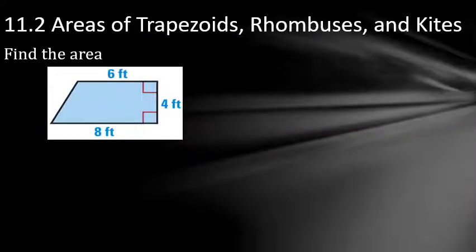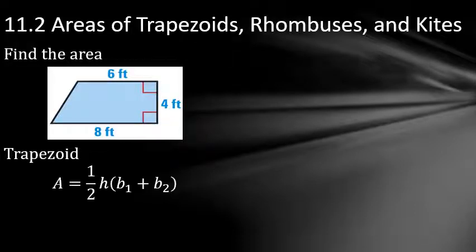So let's find the area. What kind of shape is this? That's right, it's a trapezoid. What was the area of a trapezoid formula? 1/2 h times b1 plus b2. So let's look at these. These are the bases. It doesn't matter which one you call b1 and which one you call b2, because 8 plus 6 is the same as 6 plus 8. And the height here is 4.